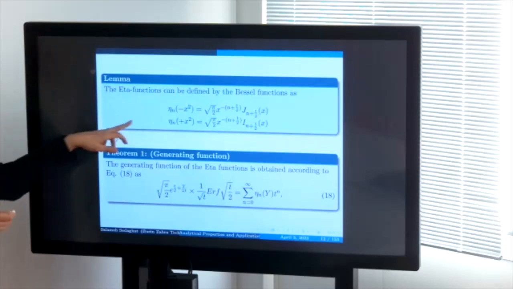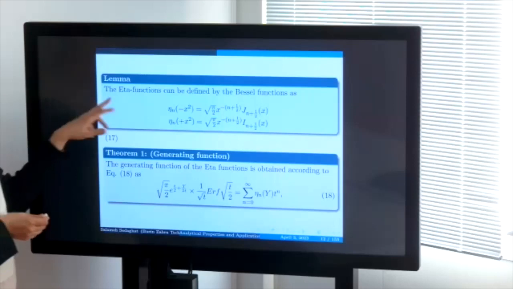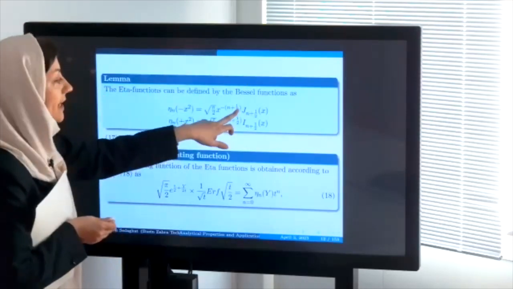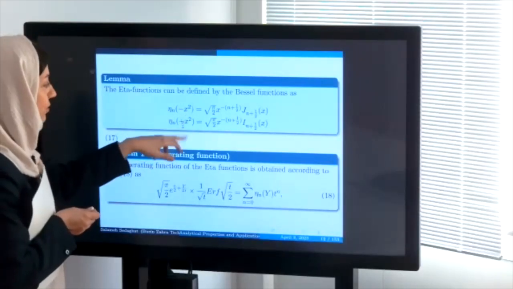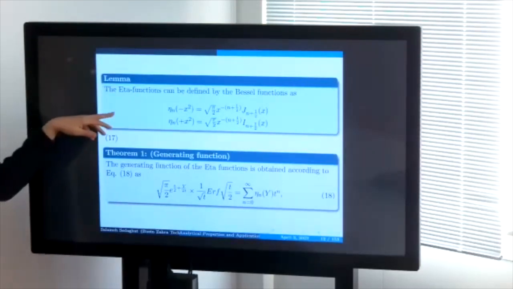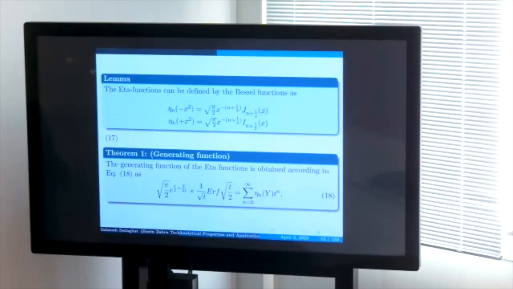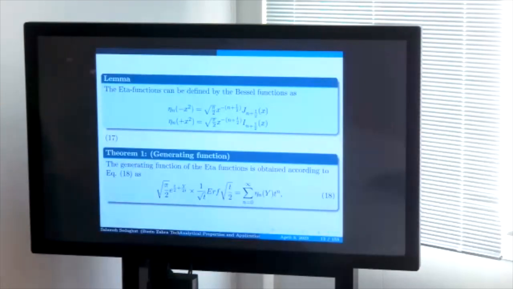Here we have a relationship between the eta function and the Bessel function. The eta function of minus x squared can be written as the Bessel function of the first kind, and the eta function of x squared can be written as a modified Bessel function. And now I want to use them. We use this equation in fractional calculus, and it is very important, because by using it we can find that these functions are exact eigenfunctions of the fractional operator. I want to show it to you.